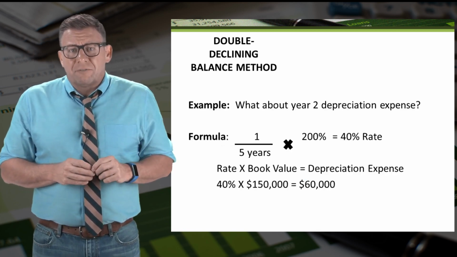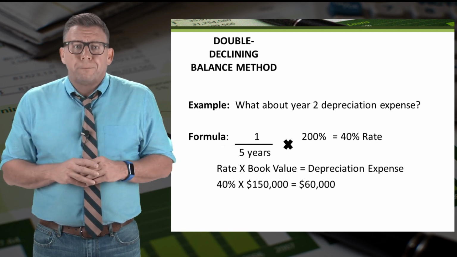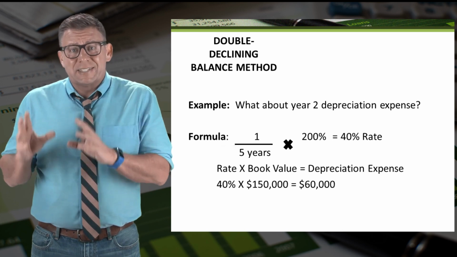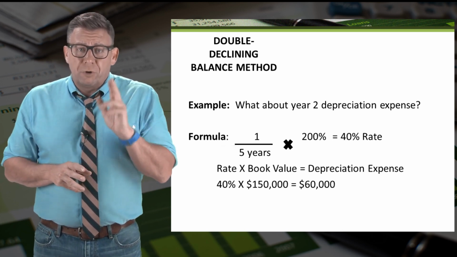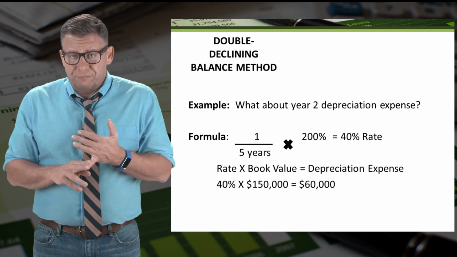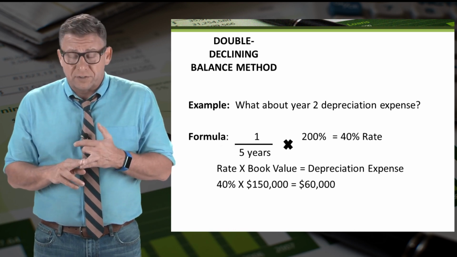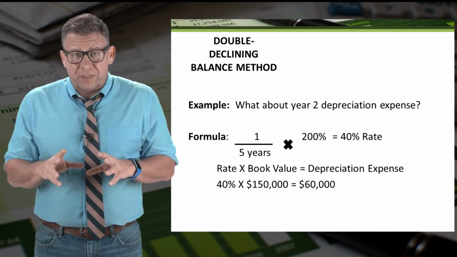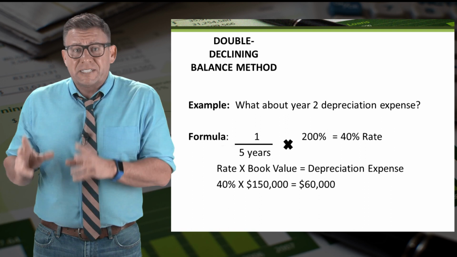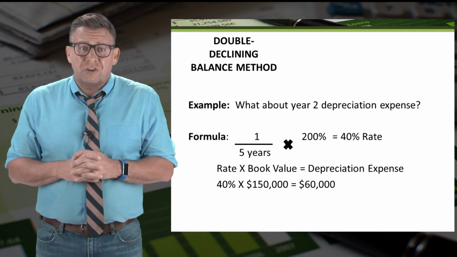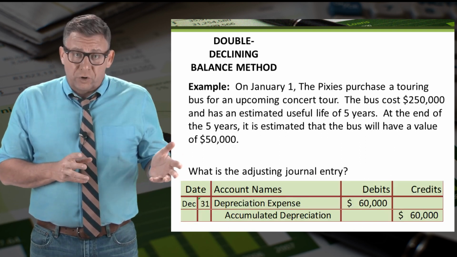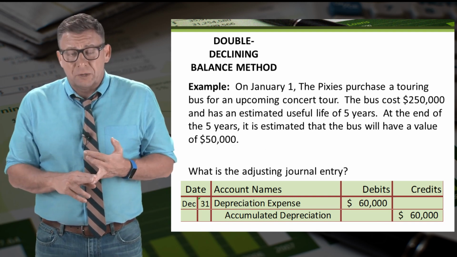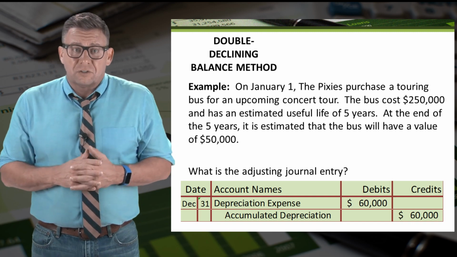Let's look at the amount of depreciation expense for year 2. The formula is the same, so the depreciation rate is still 40%, but the book value has changed from $250,000 to $150,000. So 40% times $150,000 equals $60,000 of annual depreciation expense. We can record the adjusting journal entry by debiting depreciation expense and crediting accumulated depreciation for $60,000.